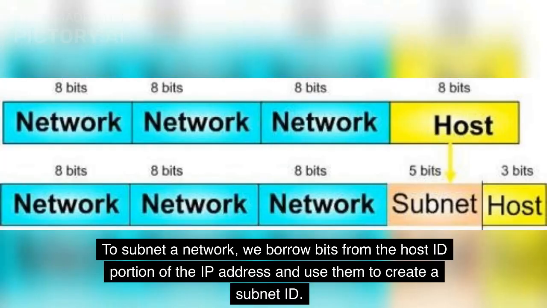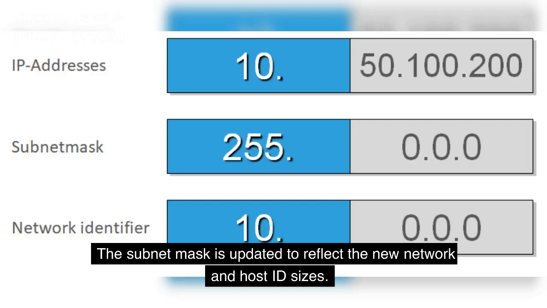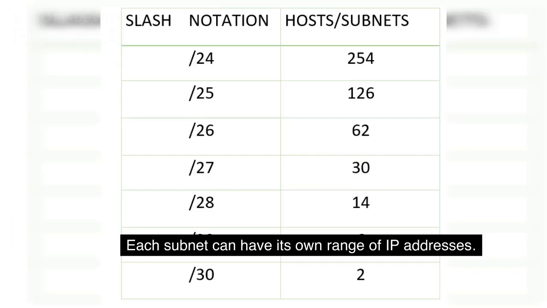To subnet a network, we borrow bits from the host ID portion of the IP address and use them to create a subnet ID. The subnet mask is updated to reflect the new network and host ID sizes. Each subnet can have its own range of IP addresses.